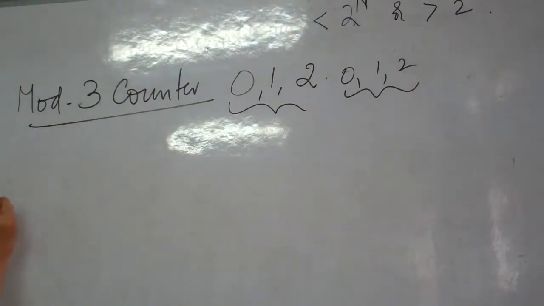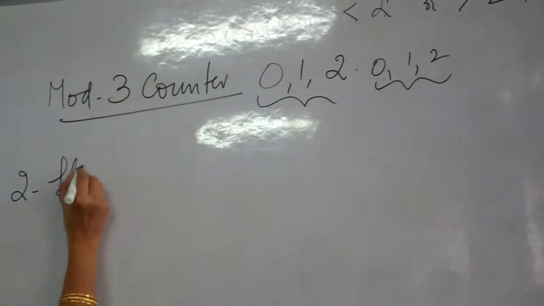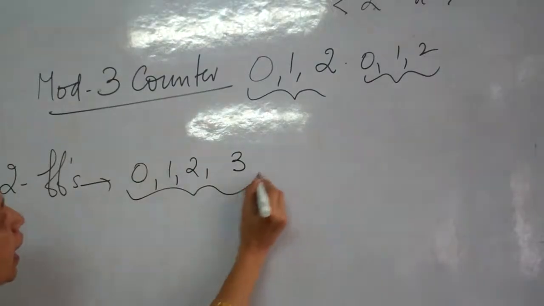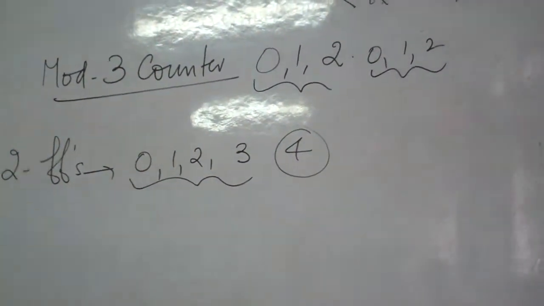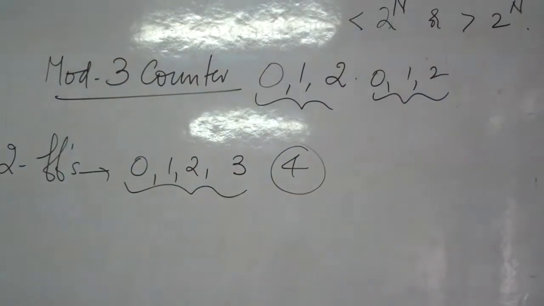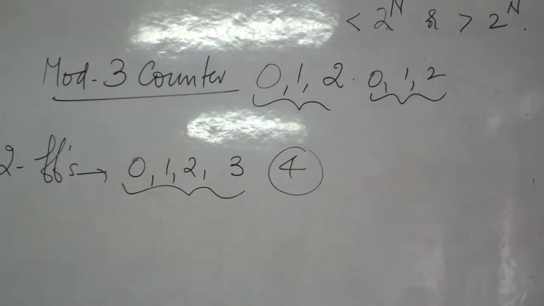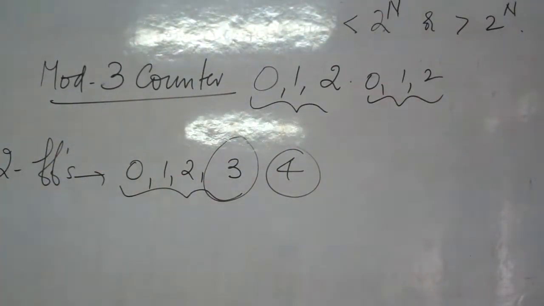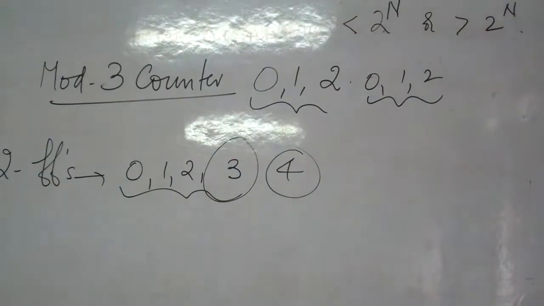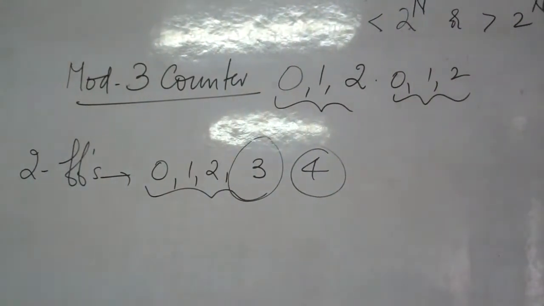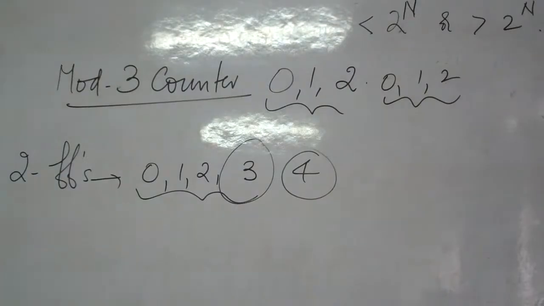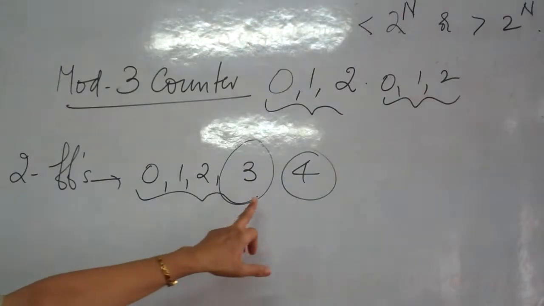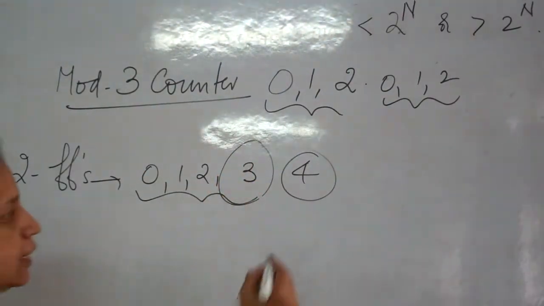So if you take 2 flip-flops, you have 0, 1, 2 and 3, accounting to 4 possible states. But what do you want up to? Only 0, 1, 2. So this has to be suppressed. It is always better practice to take the number of flip-flops which gives more than the actual count, and suppress or remove those counts which are not required. So you take 2 flip-flops, you get 4 counts and suppress that last count.